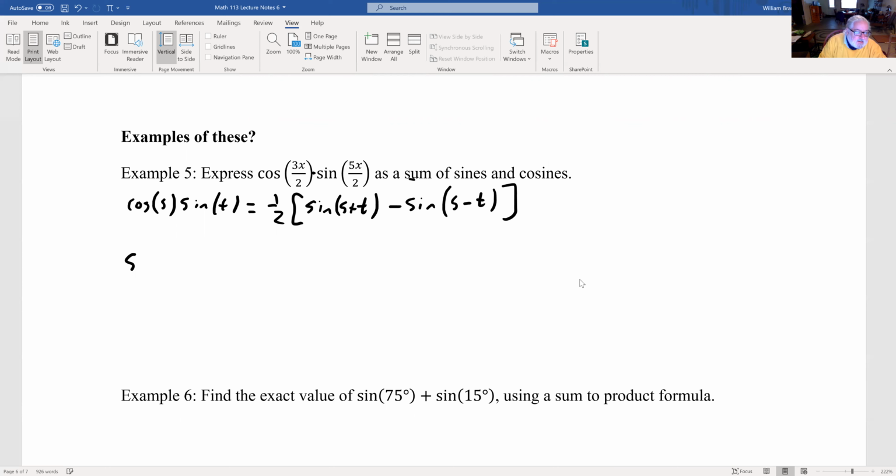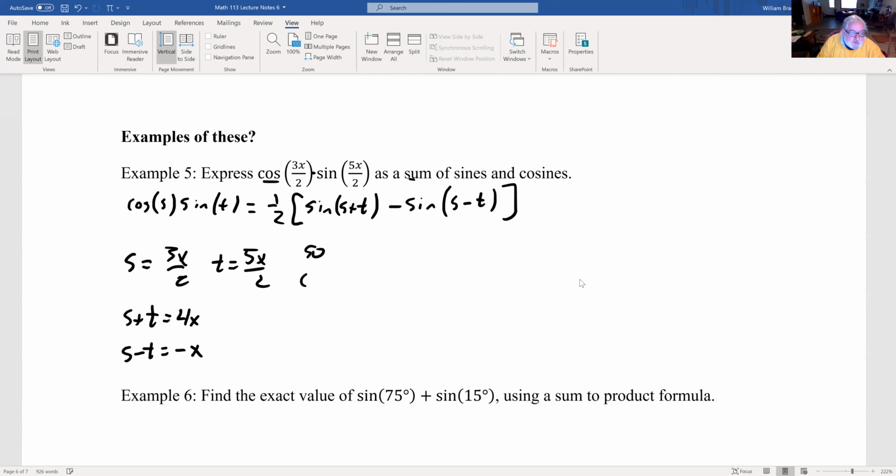Great. So s is 3x over 2. It's the angle that's inside the cosine. T is 5x over 2. It's the angle that's inside the sine. So s plus t is 8x over 2, which is 4x. S minus t is 3x over 2 minus 5x over 2, which is minus 2x over 2, so it's just minus x.